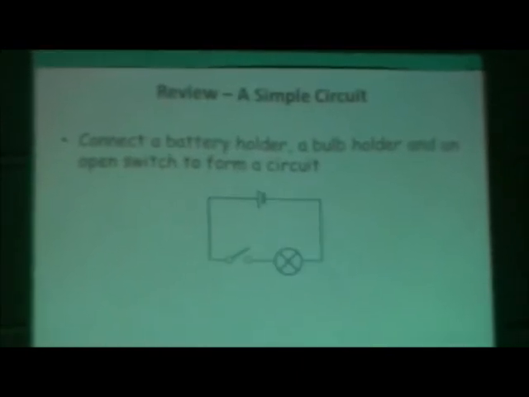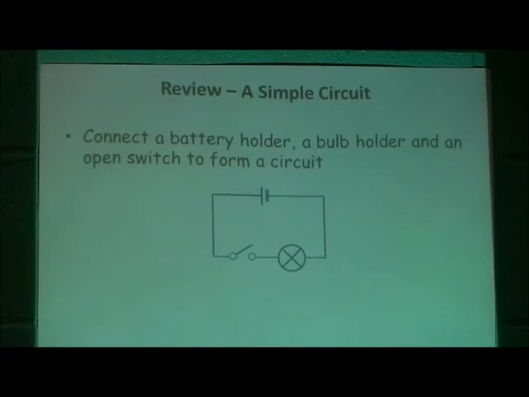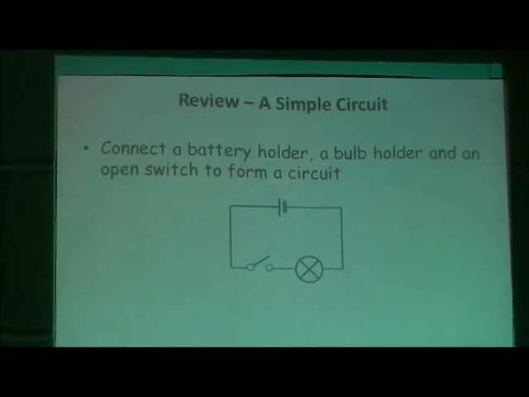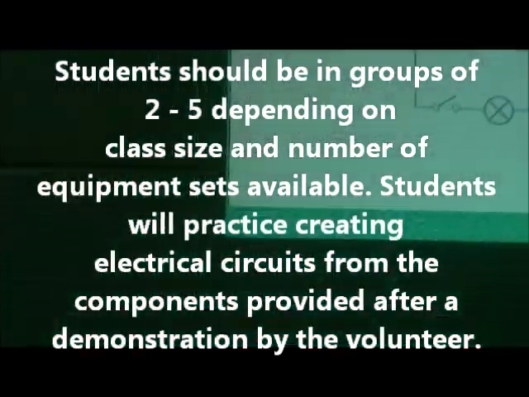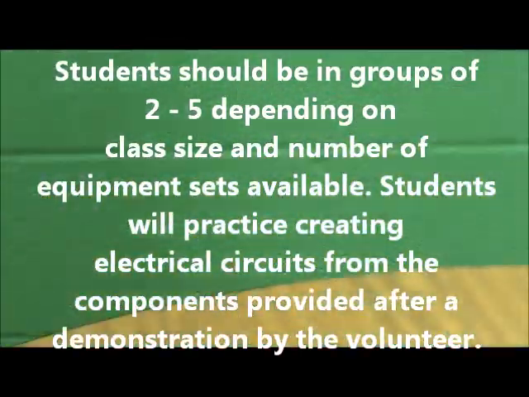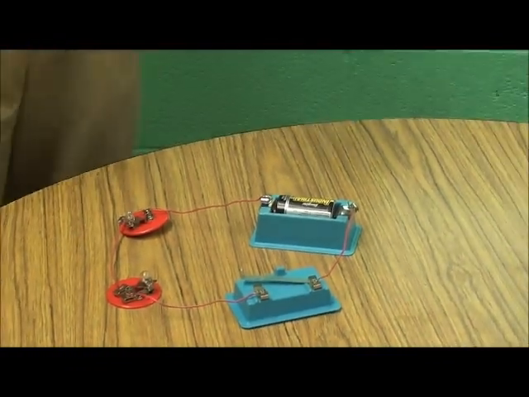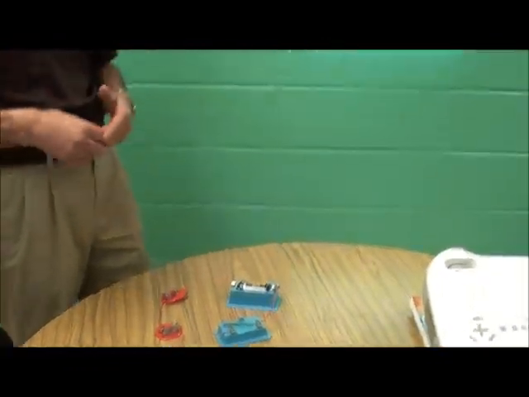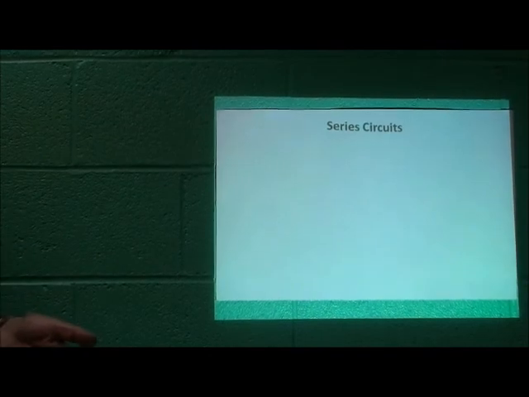So what I showed them last time is they connect a battery holder, a bulb holder, and an open switch to form a circuit. They did this last time, so I won't have them go through it again. I told them to close the switch and observe the bulb light at a certain brightness, and I want them to remember what that brightness looked like. Then I want to show them that three components, the bulb, the battery, and the switch, can only be connected in one way to form a circuit.